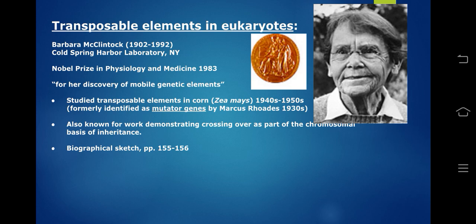She studied transposable elements in corn in the 1950s, formerly identified as mutated genes by Marcus Rhoades. She is also known for work demonstrating crossing over as part of the chromosomal basis of inheritance.